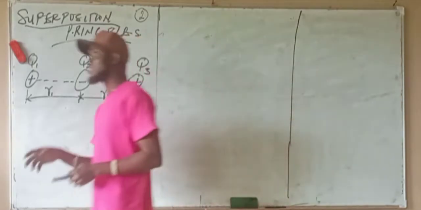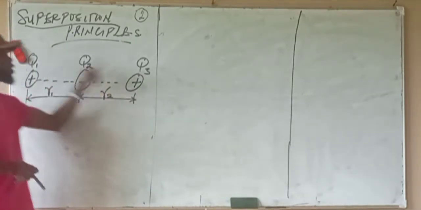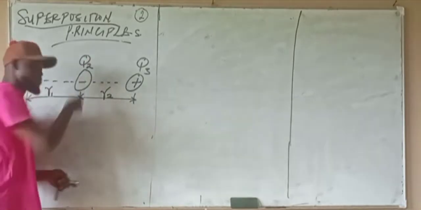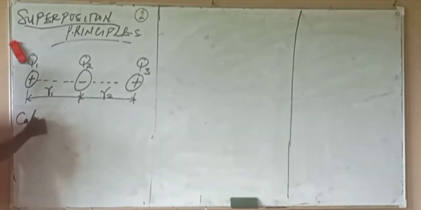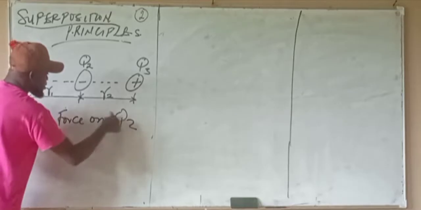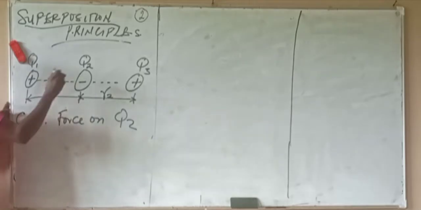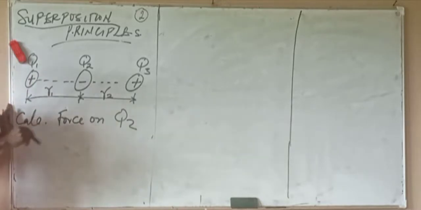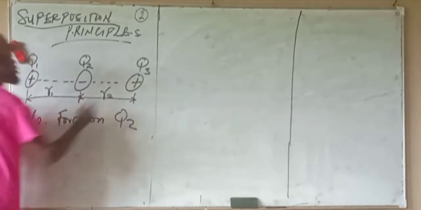In a very simple way, if I ask you what is the force acting on a particular charge, then you use the principle to apply Coulomb's law to resolve the force. For example, let's say calculate the force on Q2. From this principle, the force exerted on Q2 is the vector sum of the Coulomb forces acting on Q2 due to Q1 and Q3. That's what we're going to do.